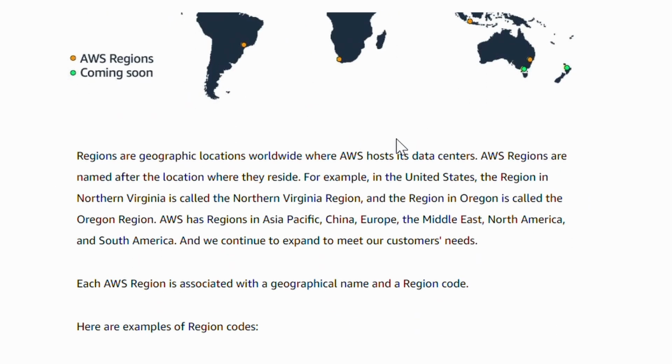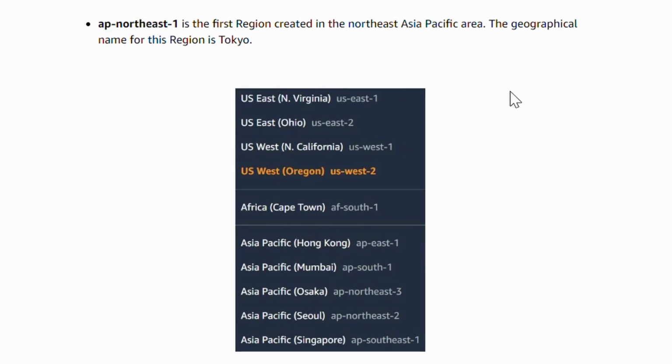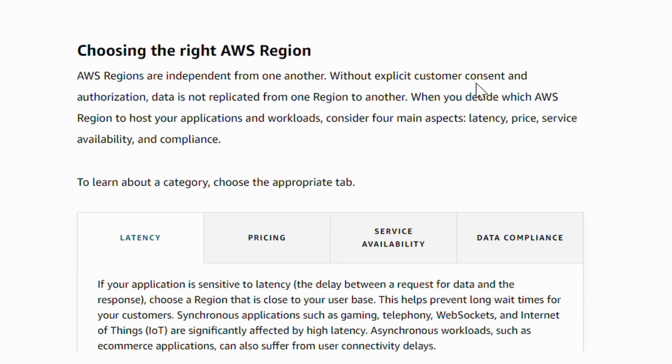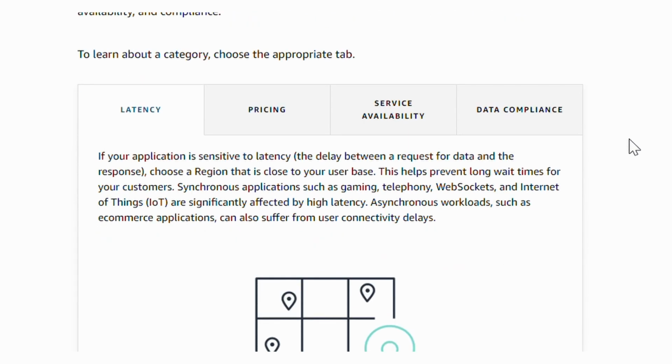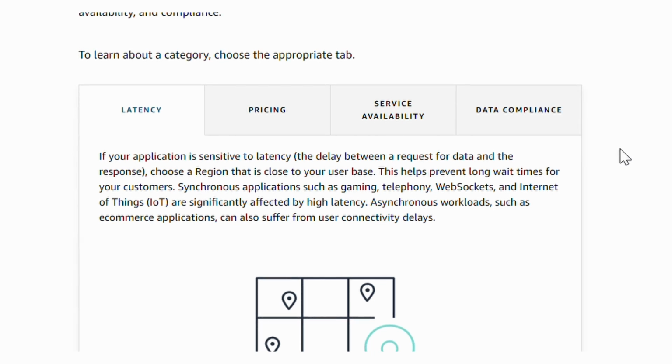If I go down the screen, this is what we talked about: regions, US East 1, AP Northeast 1, and all those. Then why will a customer select one of the regions? There are four factors for selecting a region, like latency that we talked about, and pricing. For example, managing and operating a data center in India versus managing a data center in the US can have different prices based on real estate, based on the salaries of the personnel managing the data center, and based on the import and export duties levied when importing the racks and the servers.